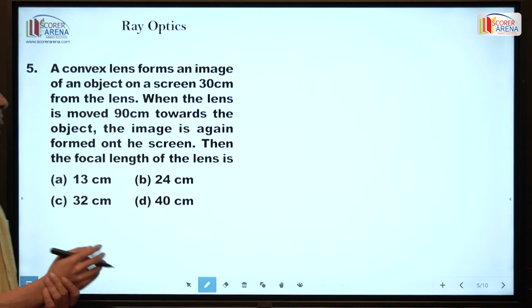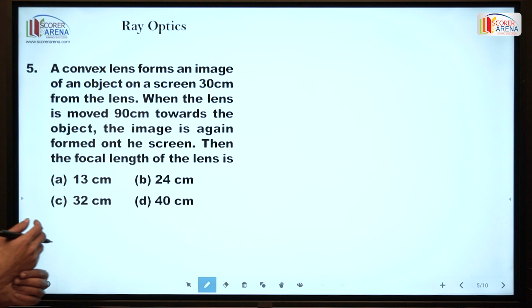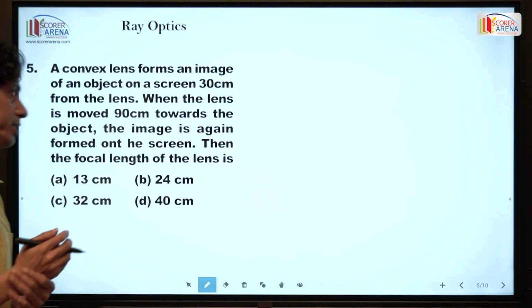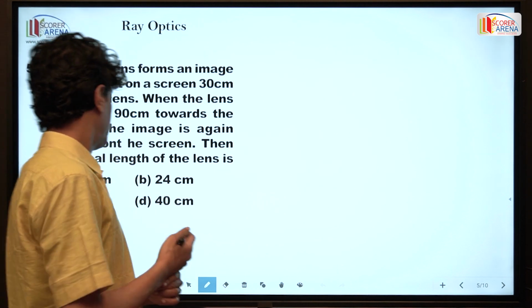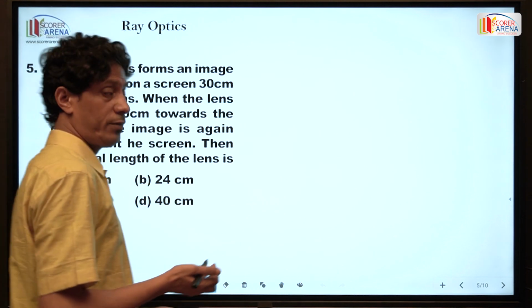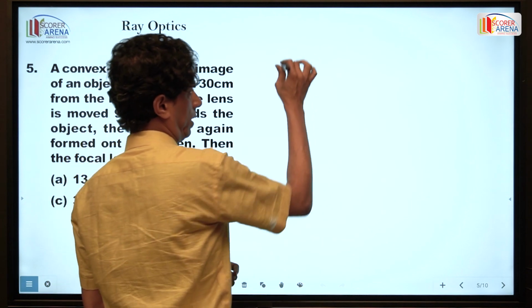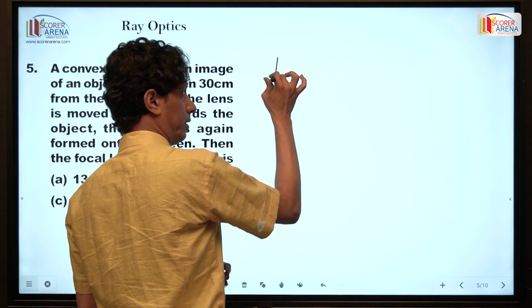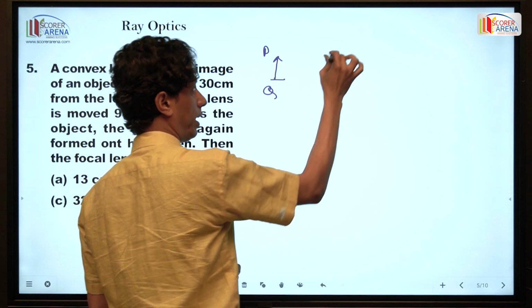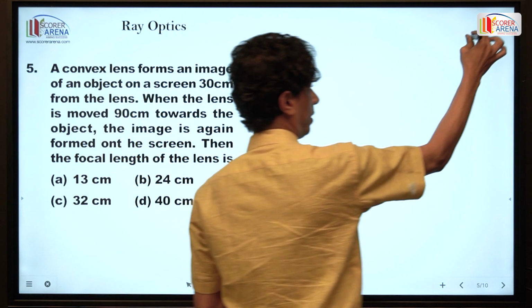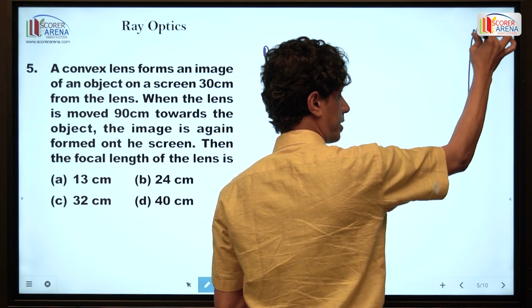A converging lens forms an image of an object on a screen 30 cm from the lens. When this lens is moved 90 cm towards the object, the image is again formed on the screen. Here this is an object PQ and the screen is placed.